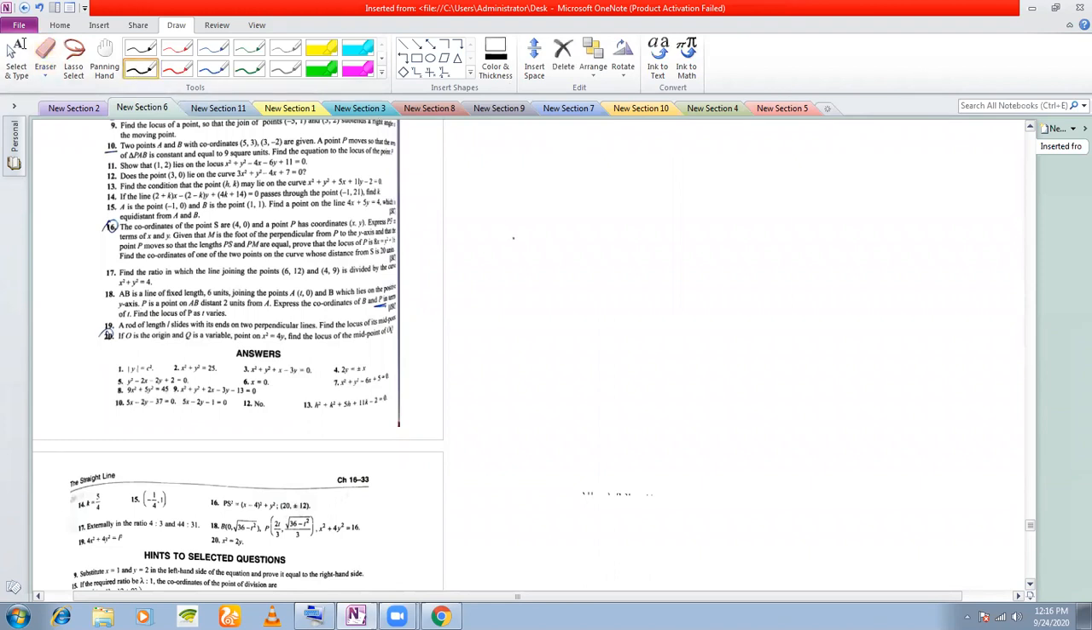Number 15. A is the point (-1, 0) and B is the point (1, 1). Find a point on the line 4x plus 5y is equal to 4, which is equidistant from A and B.